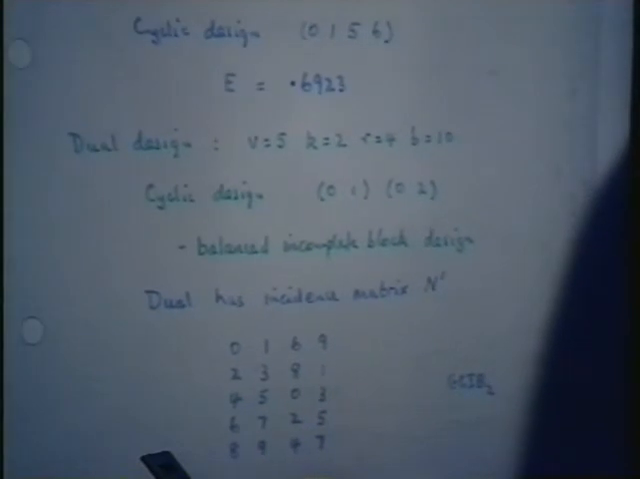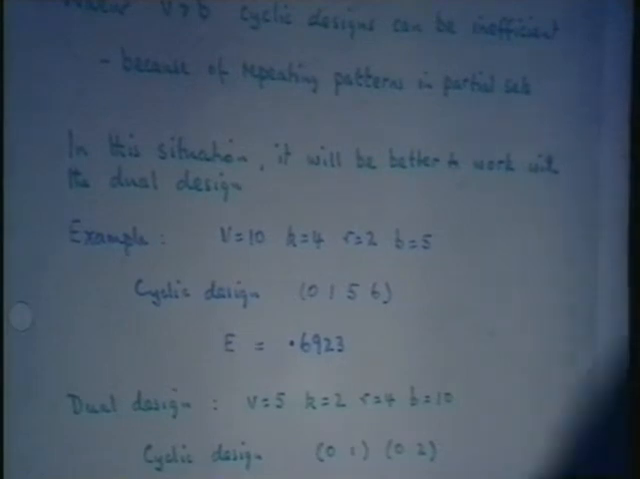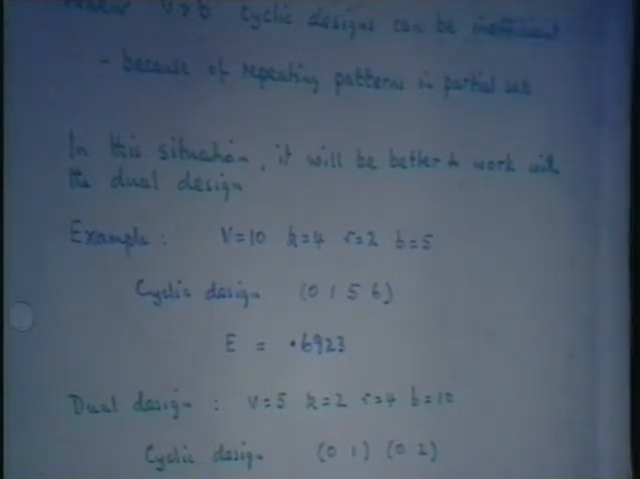The final transparency, just a comment on dual designs. When V is greater than B, then cyclic designs are known to be relatively inefficient. And this is because of that repeating pattern I had. Remember I said that the continuous box was exactly the same as the dotted box. And when you get these sort of half sets and quarter sets or partial sets, that results in some sort of inefficiency in the design.